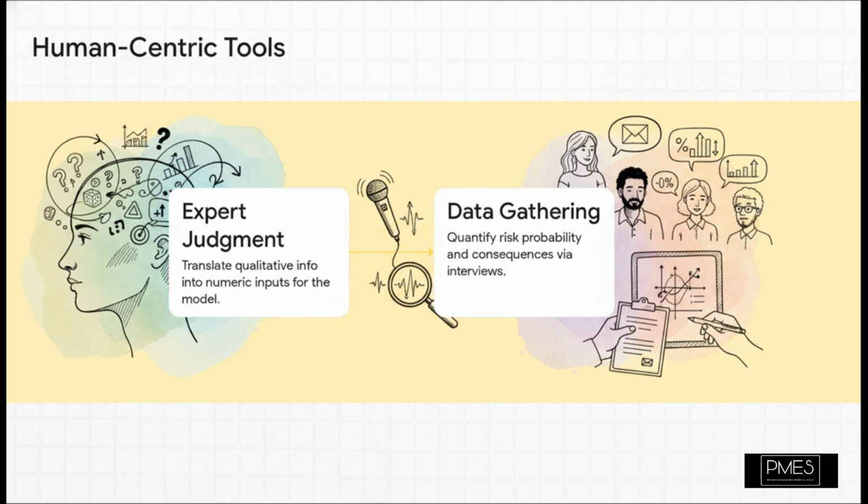We need someone who knows what they're talking about to help us translate those qualitative insights, the what-ifs, into actual numbers that our models can understand. Then we move to data gathering. This is where we do things like interviews to actually pin a number on the probability and the impact of each one of those risks.